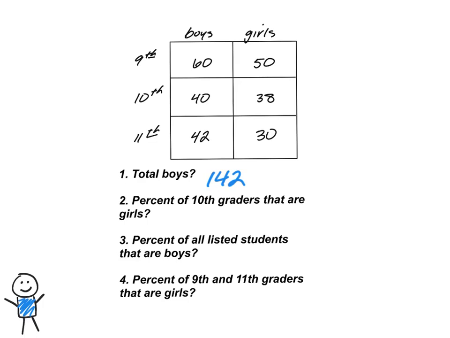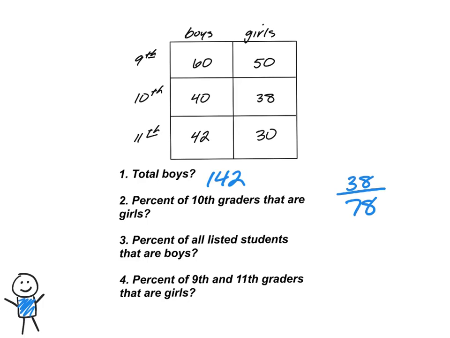142. Number 2 says the percent of 10th graders that are girls. So let's look at where the 10th graders are. We want to know what percent of all of the 10th graders, 40 plus 38 total, we want to know what percent of them are girls. So we got to take what we want, which is 38, over the total for that particular question. In this case, the total is 78 because there are 78 10th graders, 40 boys and 38 girls.